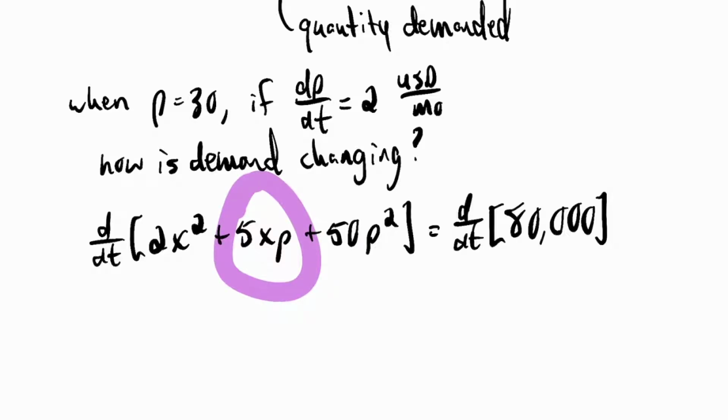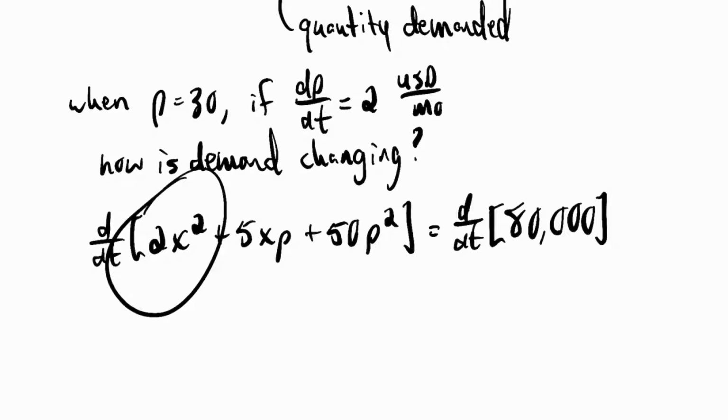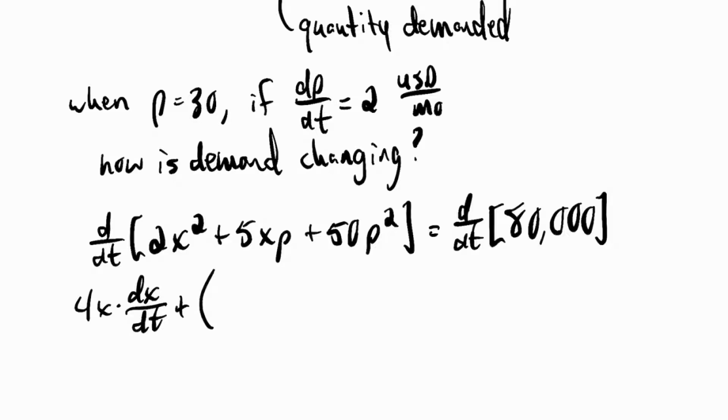We have a product of 2 functions of time. The demand x changes as a function of time, and the price p changes as a function of time. So I'm going to have to use the product rule. I'll go ahead and find the derivative here. This one is 4x dx/dt. And the next term I'll put in parentheses. Let's put the 5 outside parentheses. 5 times the derivative of x times p. And again, I have to use the product rule.